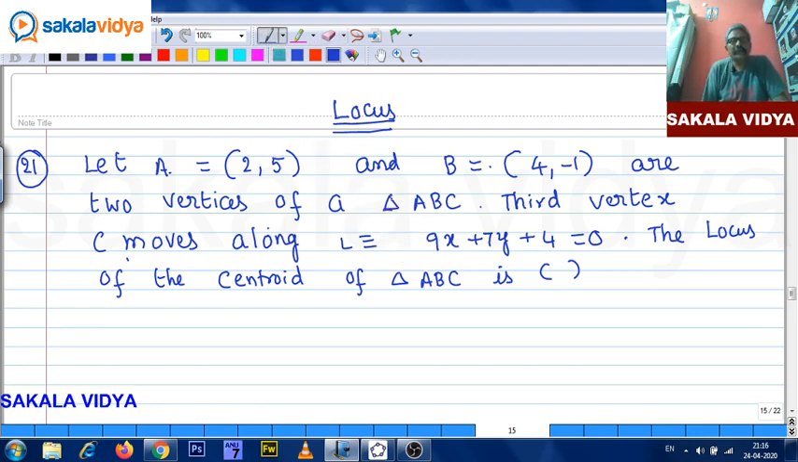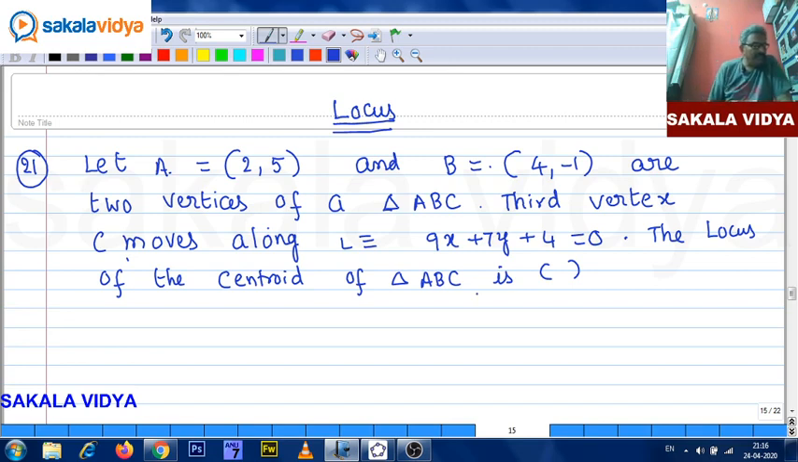Vertices of a triangle ABC. Let A be 2 comma 5 and B be 4 comma minus 1, the two vertices of triangle ABC. The third vertex C moves along the line 9x plus 7y plus 4 equals 0. Then we need to find the locus of the centroid of triangle ABC.